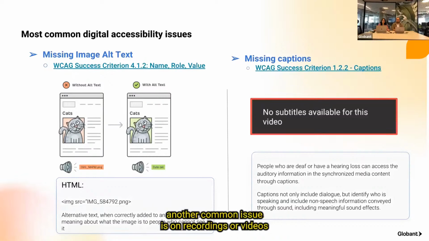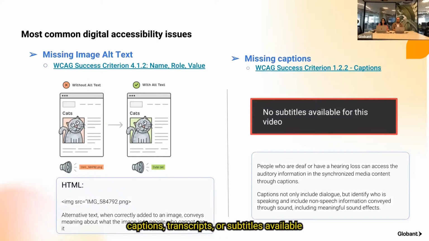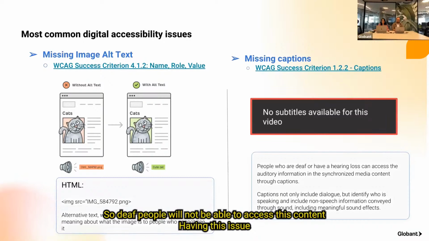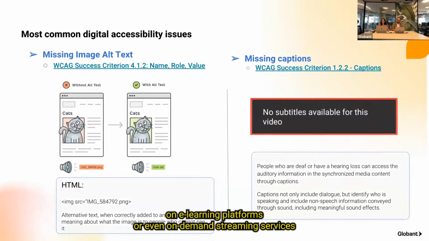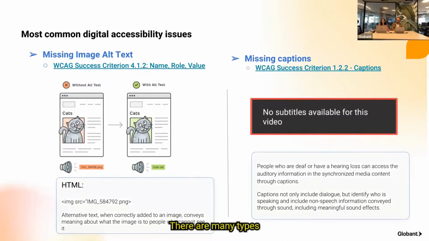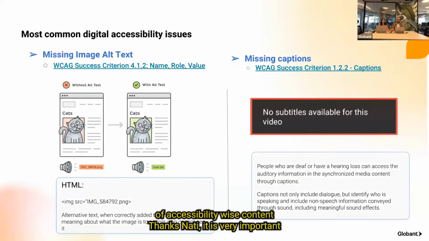Another common issue is on recordings or videos. When we have this type of content with no captions, transcripts, or subtitles available, deaf people will not be able to access this content. Having this issue on an e-learning platform or even on on-demand streaming services is a serious discrimination issue. There are many types of accessibility issues on different platforms and devices, such as video games, e-learning platforms, mobile, websites, etc. I just mentioned some of the most common ones. In the next slides, Francisco will show you some other best practices to fix these issues in code.